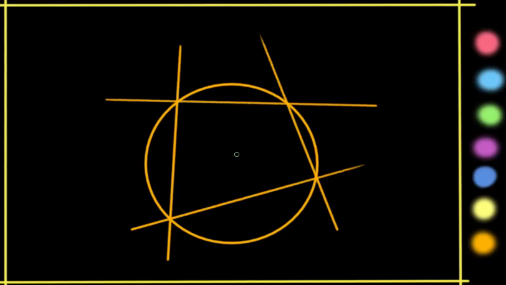And the first thing I'm going to do is draw the center point. And I'm going to draw the radii from the center out to each of these 4 points.